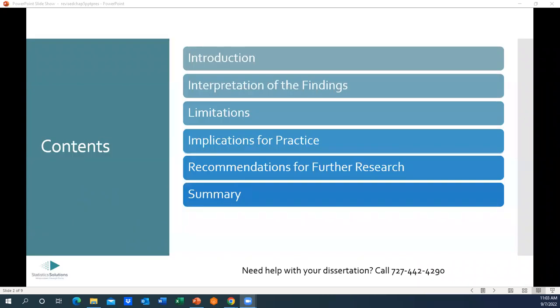Here's what we're going to be covering today: the introduction, interpretation of the findings, limitations, implications for practice, recommendations for further research, and summary. Again, these sections are pretty typical across schools, but there may be some differences in how they're structured and what they're called. Sometimes these sections are split up in odd ways. But this gives you the general sense of it. Again, I can't emphasize enough, just follow your template, whatever particularities and specifics it has.